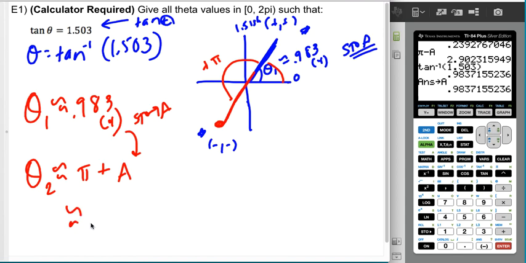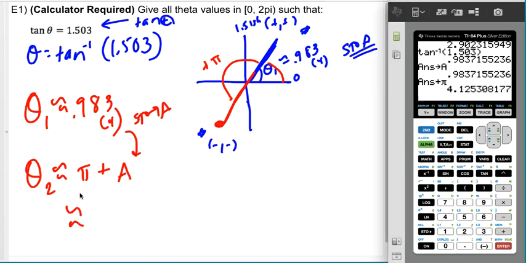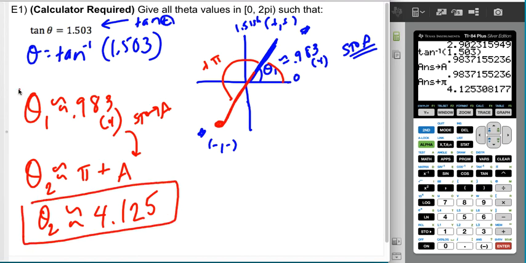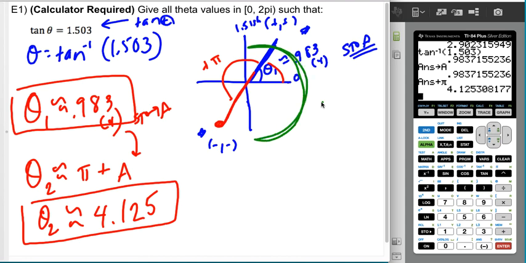So that means the second theta is going to be 4.125. And those are my two answers, right? So there's one, there's the other. So again, remember that the calculator is only giving you outputs in this window. So this is the output of an inverse tangent, that window. I needed to find the other value that wasn't in that window. So the inverse tangent's only giving you one of those values.